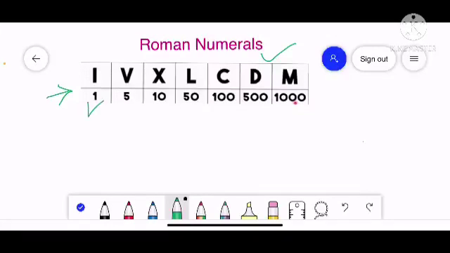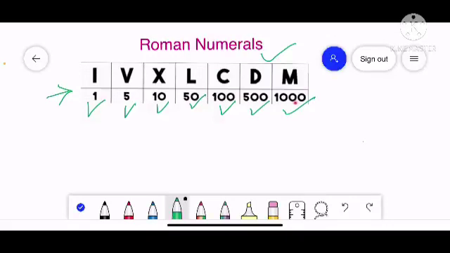I represents 1, V represents 5, X represents 10, L represents 50, C represents 100, D represents 500, M represents thousands. Now we are going to learn how to write the Roman numerals.